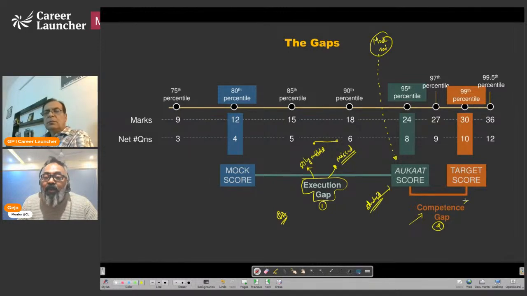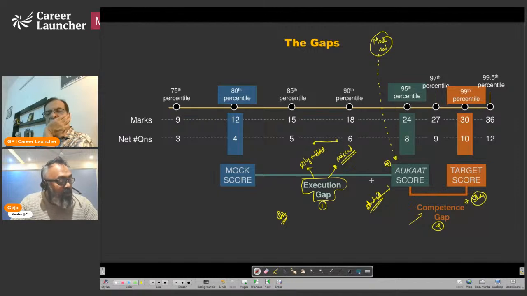If I have a competence gap, I have to study more. But if I've studied something and I know what to do, I better get those answers correctly. And then reflect on what sort of mistake you made.